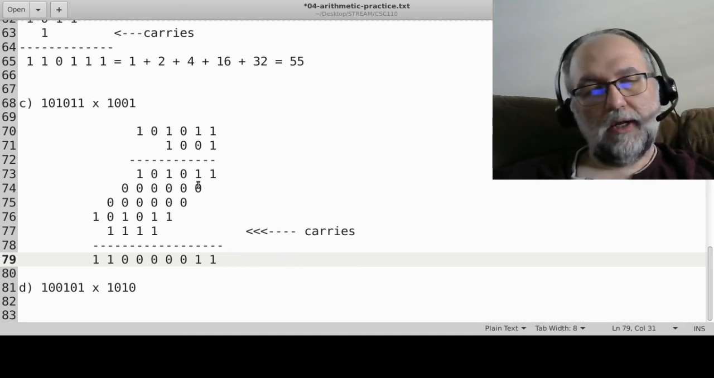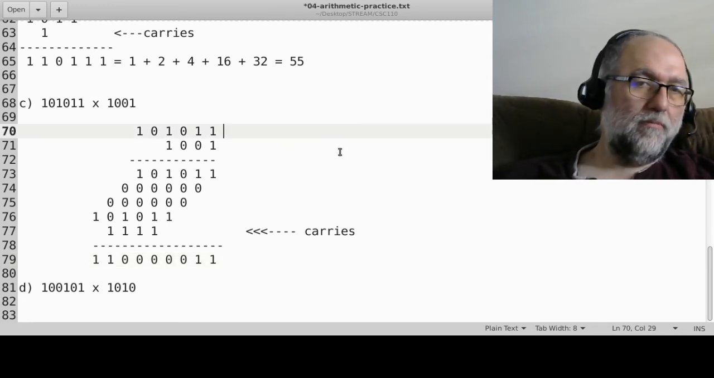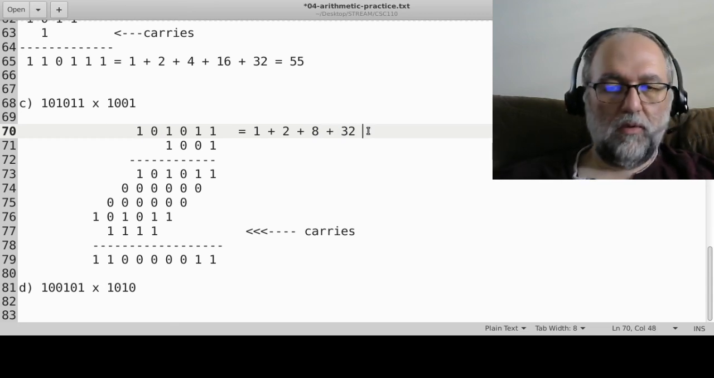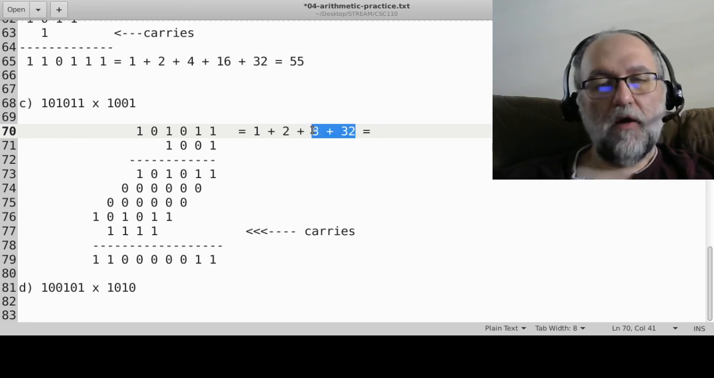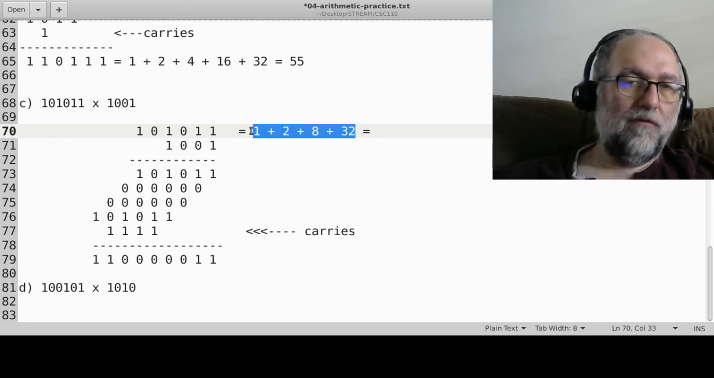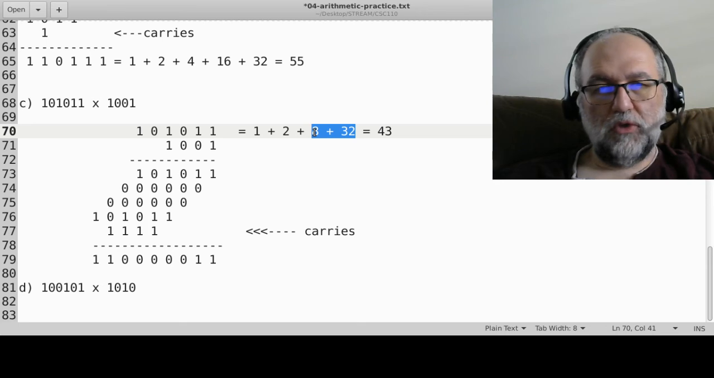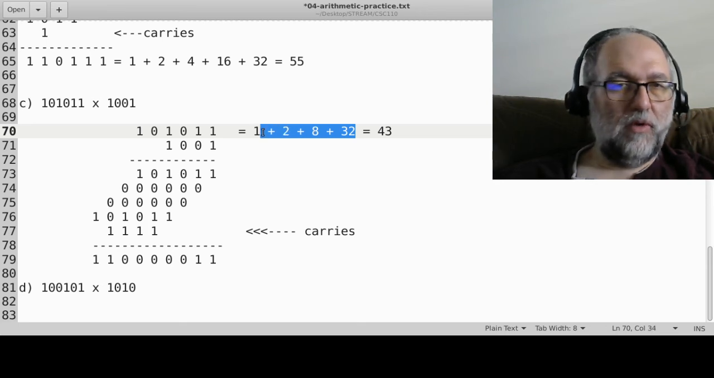So, did it work? Well, let's convert to decimal and see. So this top one is 1 plus 2 plus no 4, 8, no 16, and a 32. Okay, let me go through that. So there's a 1 right there. There's a 2. No 4s. There's an 8. There's no 16s and a 32. Okay? So what's that equal to? Well, 32 plus 8 is 40, 42, 43.